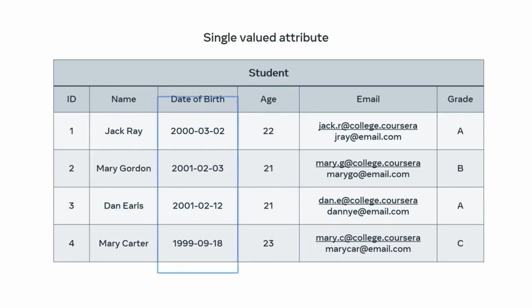A single-valued attribute can only store one value. In the student table example, the date of birth column can only contain one value per student. So these values could be defined as a single-valued attribute. With a multi-valued attribute, the attribute can store multiple values in a field. For example, the student email column could hold more than one email per student, a college email address and a personal email address. However, this practice should be avoided in a relational database.